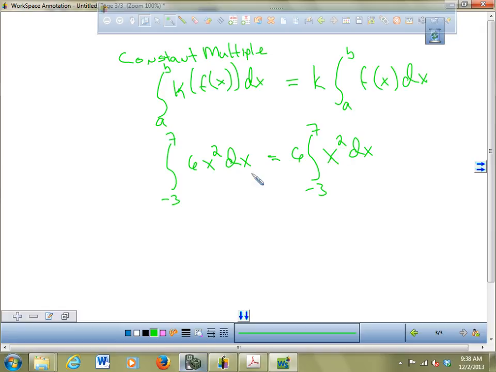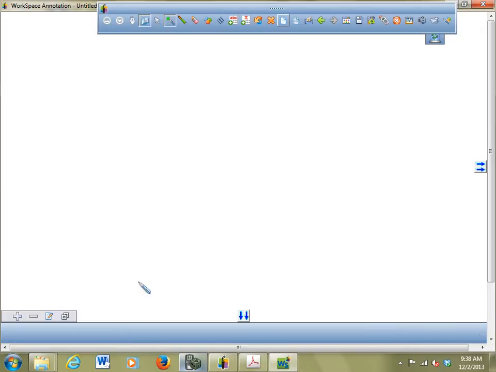And sometimes it's very helpful when you're doing algebraic techniques with integrals to pull that constant outside, or if they give you the value, they say, oh, the integral of x squared from -3 to 7 is 500. Well, it would be 6 times that, the integral of 6x squared. Okay, so that's called the constant multiple property. Sum and difference of integrals. Let's change colors again. Sum and difference.